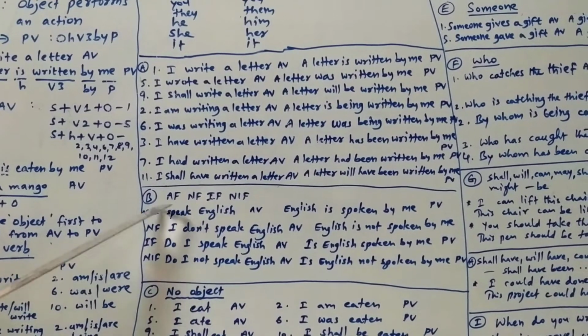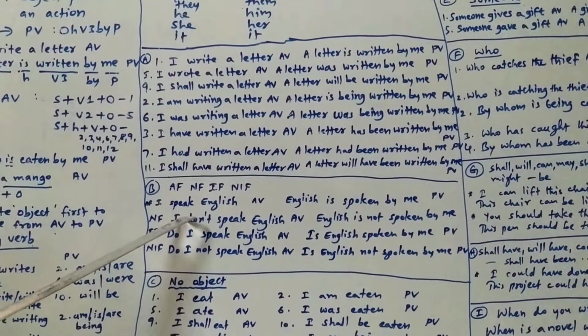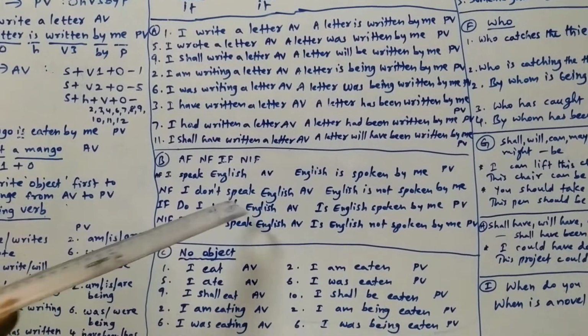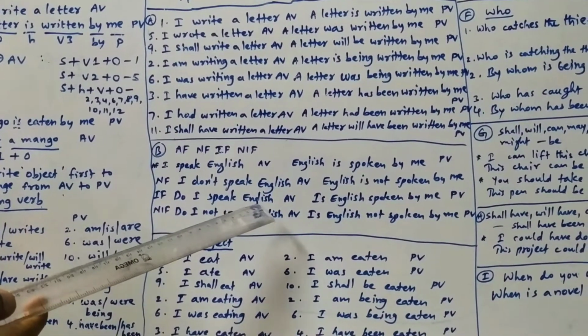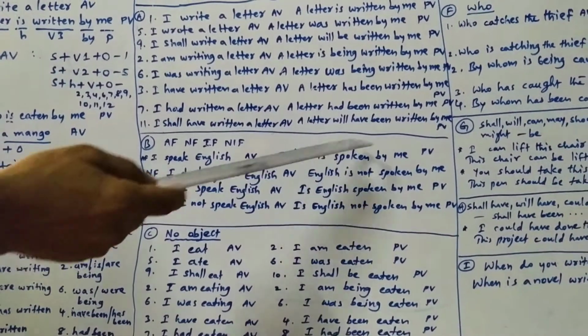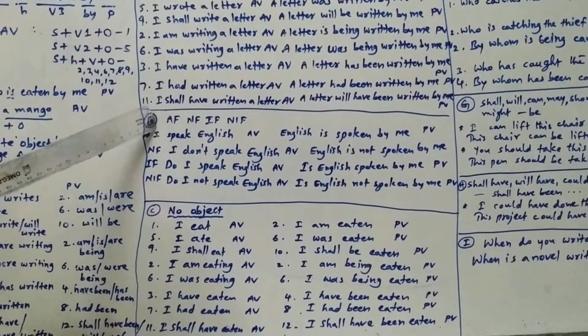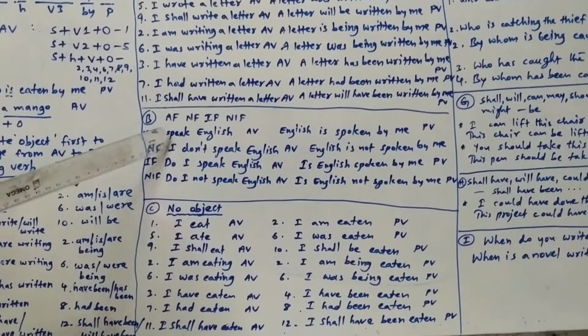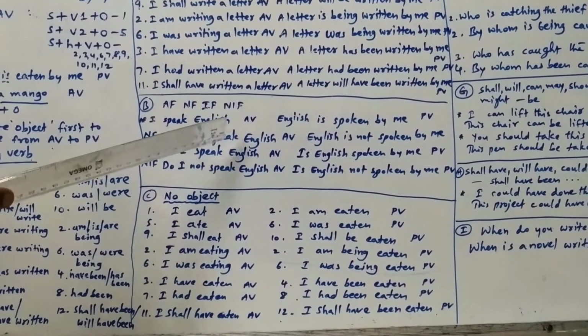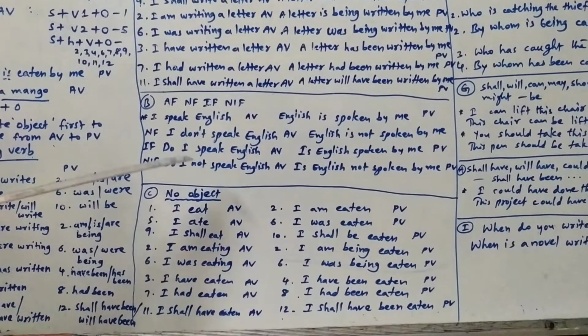I speak English. S plus V1. This is simple present tense. Naturally, we know that we should use present continuous helping verbs in the passive voice. English is spoken by me. Okay, I change this affirmative sentence into negative form. I don't speak English. English is not spoken by me.